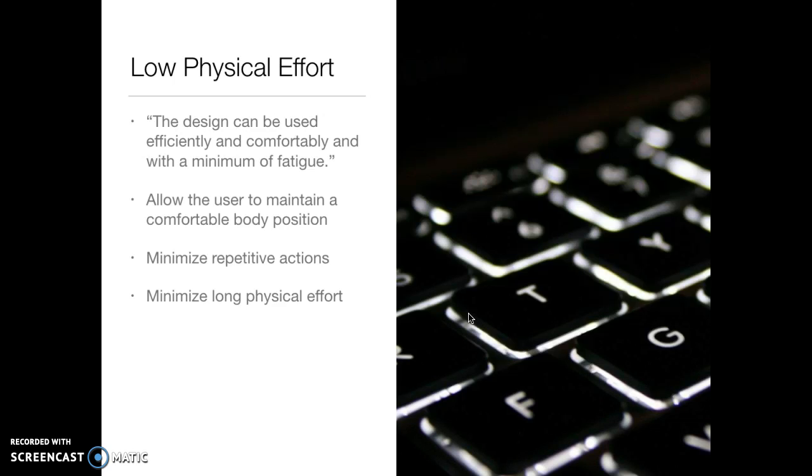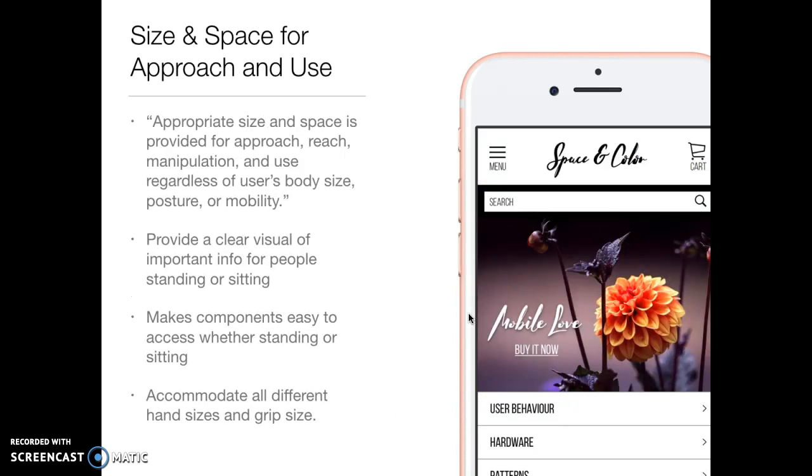That's why when I did the disability simulator, I used Trembling Trevor. Having a website with a lot of info, links, and buttons caused me to constantly be clicking on the wrong thing, and it was an extremely frustrating experience. So that's another reason why this is such an important principle in design. And the final principle is size and space for approach and use.